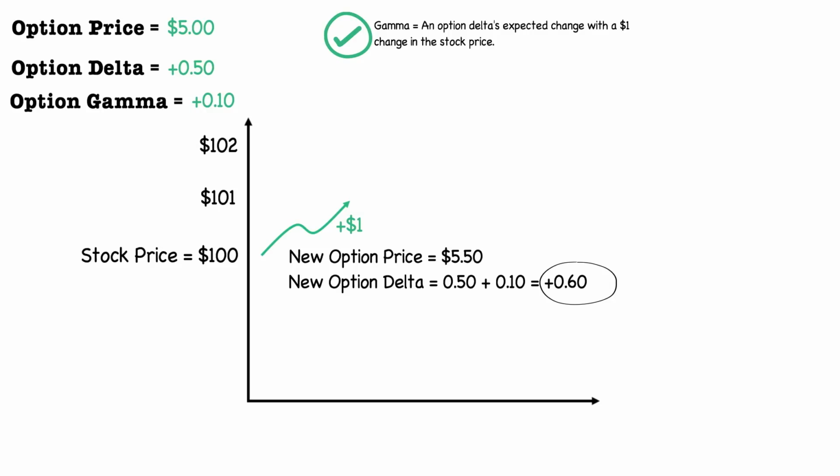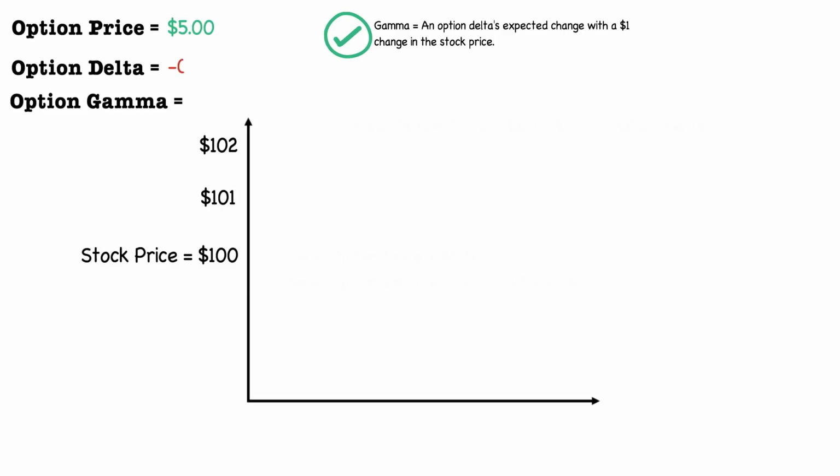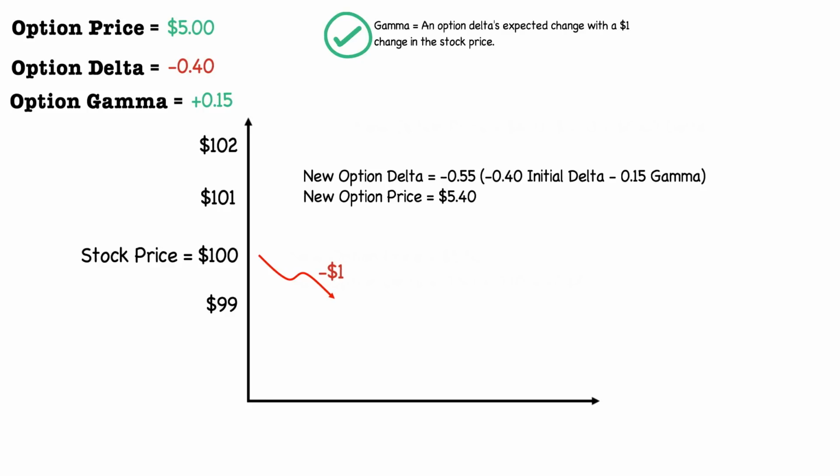Now that means if the stock price increases another dollar from $101 to $102, the new option price is expected to be $6.10, which is 60 cents higher than the $5.50 option price after that first dollar increase. Let's flip things around a bit and say we have a $5 put option with a delta of negative 0.40 and a gamma of positive 0.15. Now if the stock price is at $100 when we buy that option and the stock price falls to $99, the new option price is expected to be $5.40, and that's because the negative delta of 0.40 means the option price is expected to increase by 40 cents if the stock price decreases by $1.